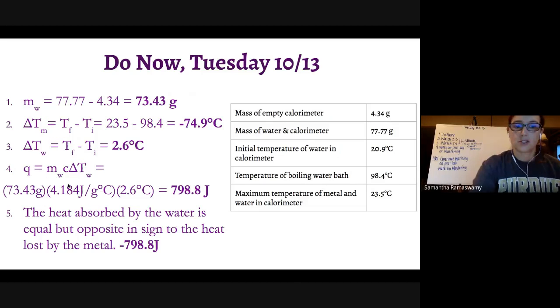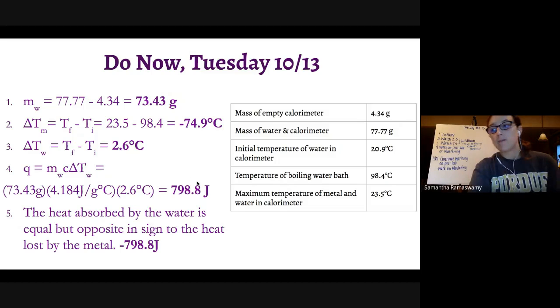So I'll just show you on this. We have 73.43 grams times 4.184 joules per gram degree Celsius times 2.6 degrees Celsius. When we actually look at all of these units and how they cancel, grams will cancel, degrees Celsius will cancel, we're left with joules. So for number 4, the heat that was absorbed by the water was 798.8 joules. The water absorbed heat, which is why Q for water is positive.